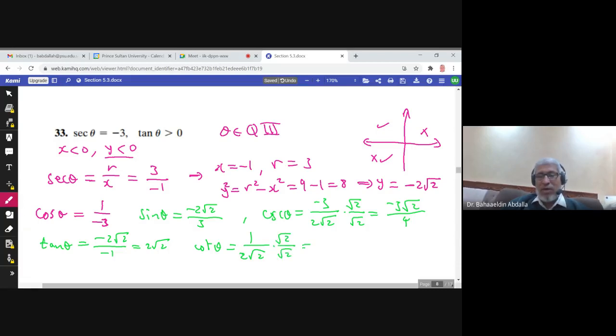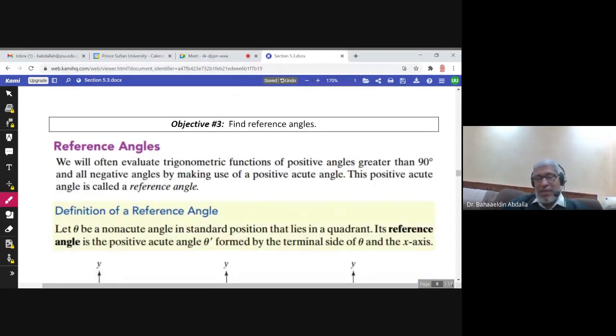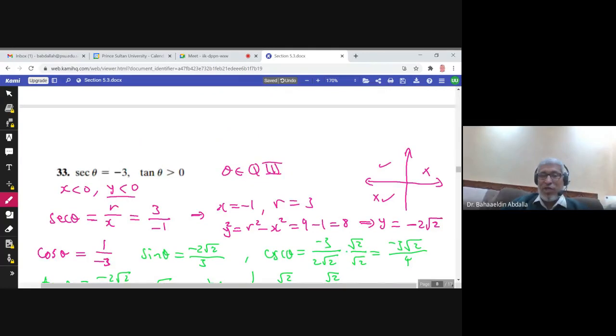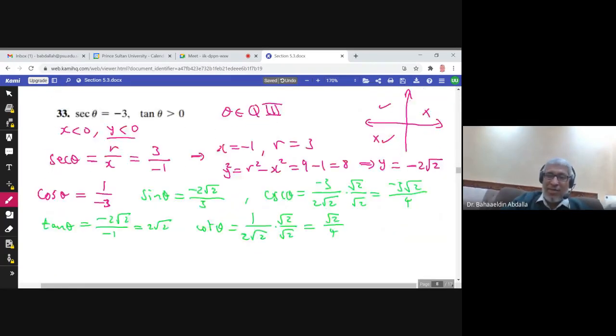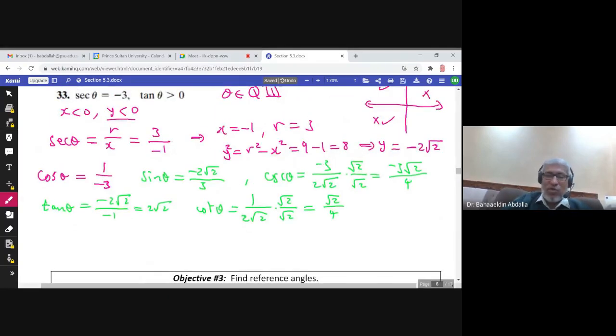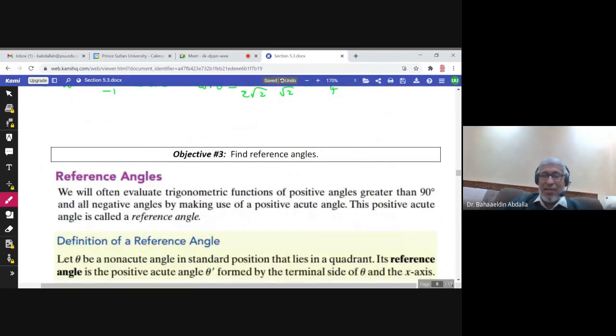If you multiply by square root of 2 over square root of 2, you get square root of 2 over 4. So this is all about how to find the sign of the six trigonometric functions and how to use this information, in a smart trig class, to solve these questions. Let us talk a little about objective 3, find the reference angles.